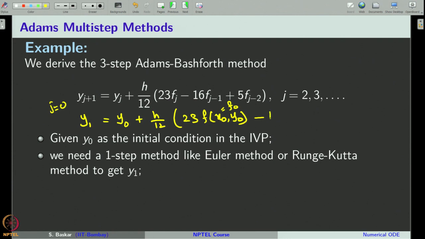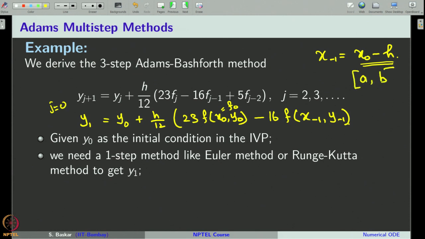The next step is 16 times f of x minus 1 comma y minus 1. What is x minus 1? X minus 1 is nothing but x naught minus h. Again, you can see that x naught minus h is not in our domain of interest, because we have only the interval a to b on which we have defined our initial value problem. We always take x naught equal to a, and therefore x naught minus h is lying outside the domain of interest. Therefore, we do not know whether y minus 1 exists or not. Even if it exists, we have no interest to calculate it.